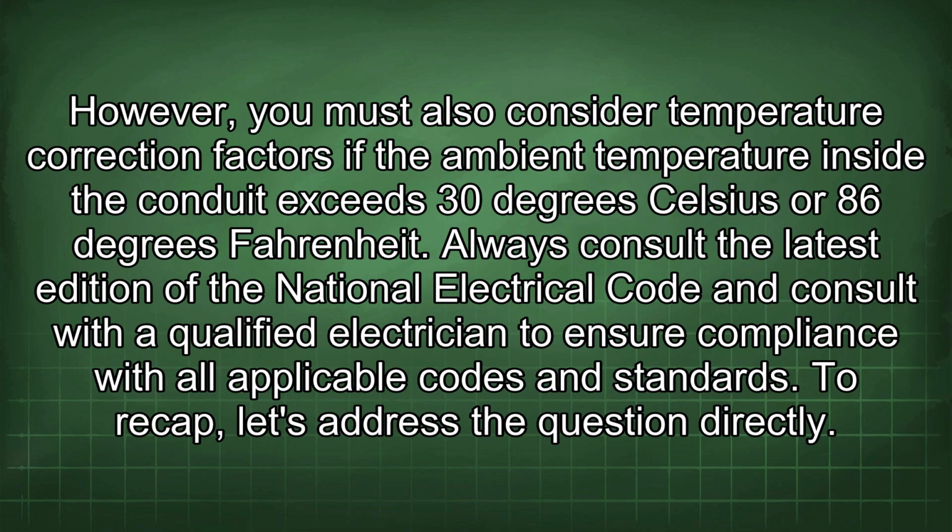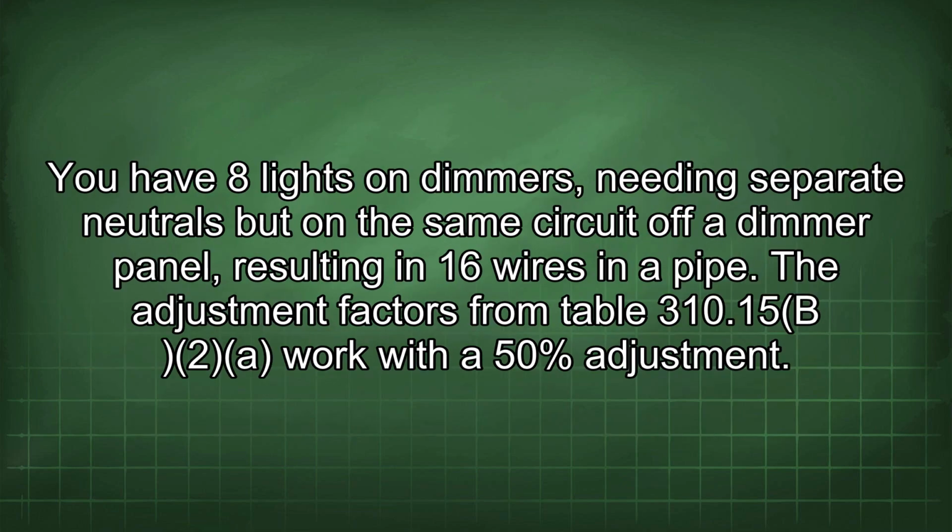To recap, let's address the question directly. You have 8 lights on dimmers, needing separate neutrals but on the same circuit off a dimmer panel, resulting in 16 wires in a pipe. The adjustment factors from Table 310.15(B)(2) work with a 50% adjustment.